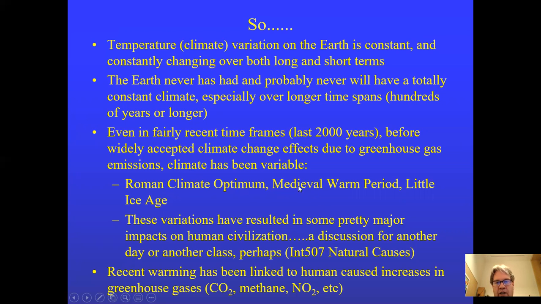Which I didn't talk about. The medieval warm period, the Little Ice Age, right? And you can go back and look at the literature. There's material on this, so it's real. People were writing major novels in this period. They're talking about cold temperatures, the Thames River in England freezing routinely in the winter. That doesn't happen anymore, but at this time it did, right? These variations resulted in some pretty major impacts on human civilization.